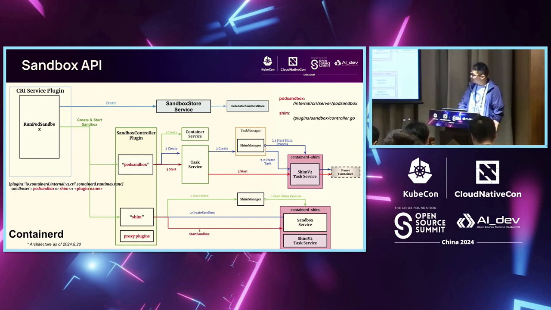Let's take pod sandbox as an example. The sandbox feature is divided into two parts. The sandbox store service for sandbox metadata management, which stores the data in the metadata DB, and the sandbox management, which is now decoupled through the sandbox controller interface. Kubernetes has built-in support for two implementations, pod sandbox and shim, and supports access to other implementations via proxy plugins. The sandbox controller can be set in the CRI runtime config.